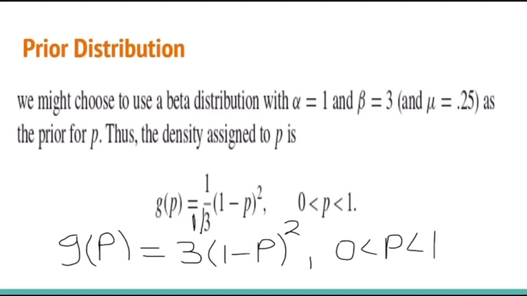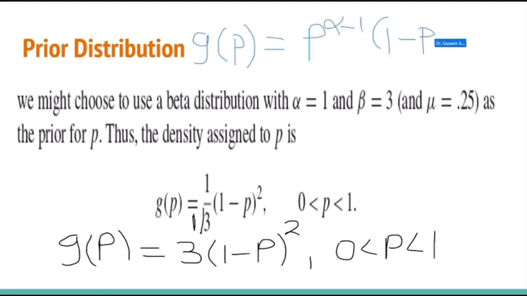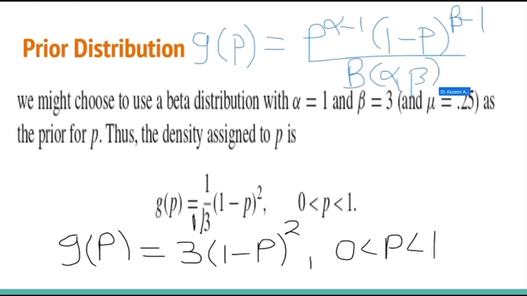So for instance, I'm using g of p, so my g of p is going to be p raised to the power alpha minus 1, times 1 minus p raised to the power beta minus 1, divided by B of alpha, beta. Of course, the p that I'm looking at lies between 0 and 1.